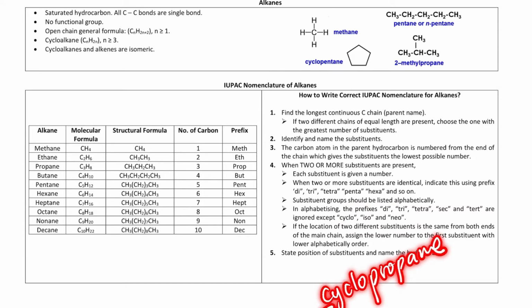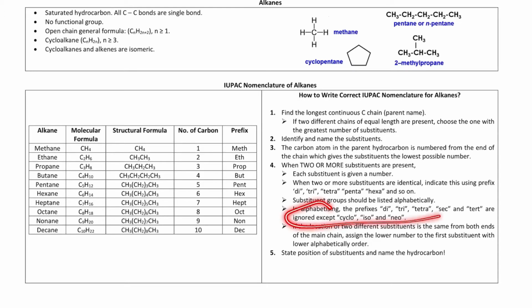Tapi kalau untuk cyclo, iso dan neo, contohlah, kamu ada cyclopropane. Okay, kamu tengok dekat C, bukan tengok dekat P. Okay, so tengok dekat C. So, isopentyl lah, contohlah kan. Okay, so kita akan tengok huruf I. Neopentyl, kita akan tengok huruf N. Okay, so itu untuk alphabetical order. This is bila kamu nak tulis nama nanti.